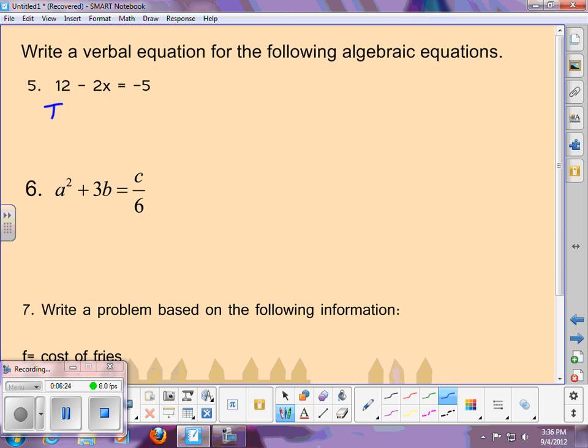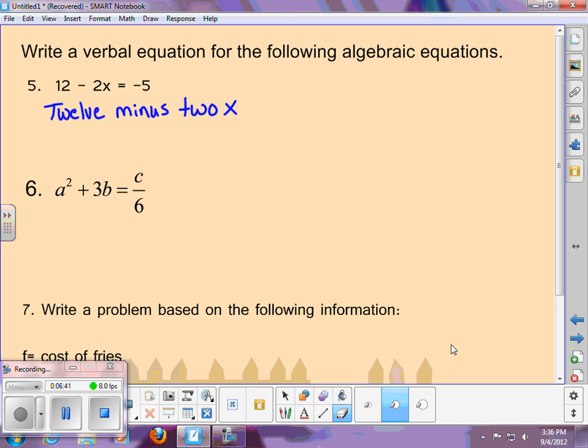We begin by writing out all words for every number and every operation. You can keep it simple or get as fancy as you like. Be careful here, because it would be incorrect to say 12 minus 2x. We must indicate the operation between the 2 and the x. 12 minus 2 times x. You can use any word you'd like for the equals or is.